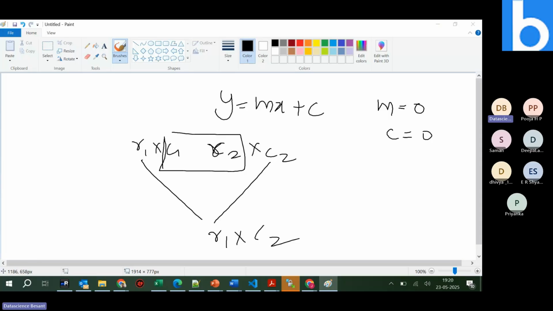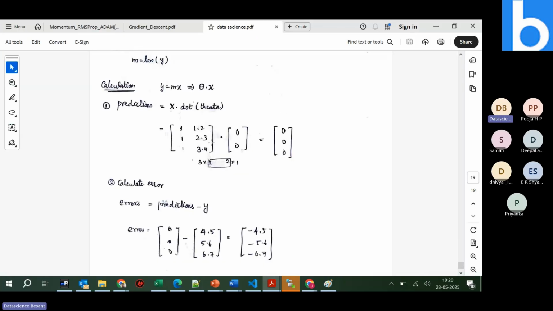So if you go here and check the number of rows and columns, you're getting 2 cross 2, which is the same. So the output matrix, if you do the matrix multiplication, you're getting this output as 0, 0, 0, which is also following the rule of 3 cross 1. We have 3 rows and 1 column. Any doubt?